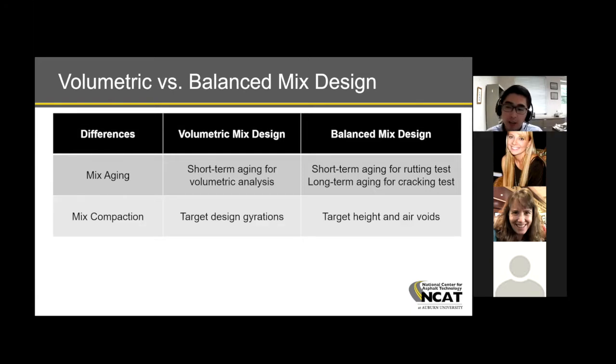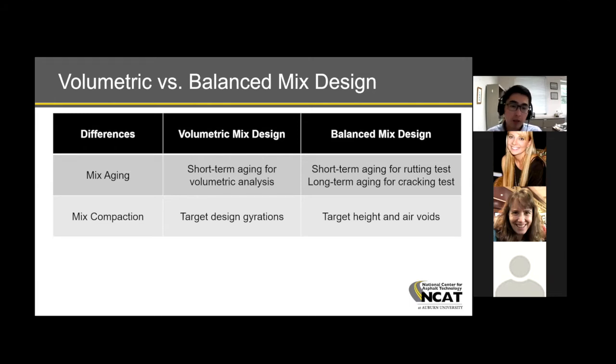The next factor that comes to my mind is mix compaction. When we do volumetric mix design, we always make specimens to Ndesign. Depending on which agency we're talking about, the design gyration may differ. But the whole idea is to make specimens to Ndesign, and then we measure the bulk specific gravity, and using that information with Gmm and some other information, we can determine the air voids, VMA, and some other volumetric properties that we are required to report and use for asphalt mix design approval purposes.